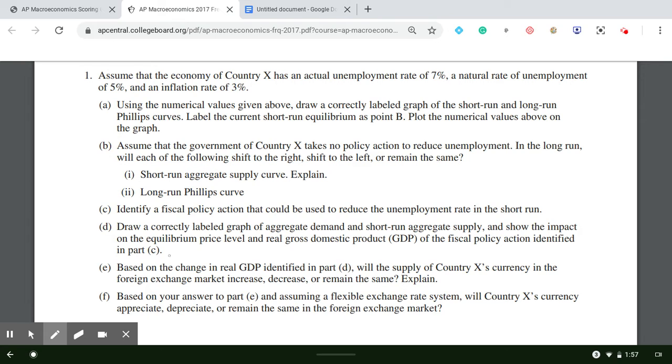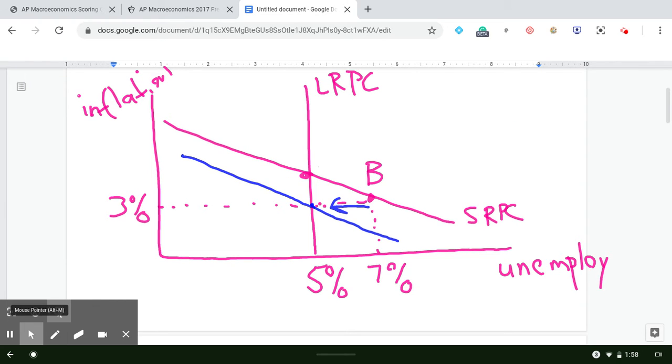Identify a fiscal policy action that can be used to reduce unemployment in the short run. Same things: increase government spending or decrease taxes. If we're in a recessionary gap, as we are, increase government spending, increase transfers, or decrease taxes. Draw a correctly labeled graph of aggregate demand and short run aggregate supply, and show the impact on the equilibrium price level and real gross domestic product of the fiscal action in part C.